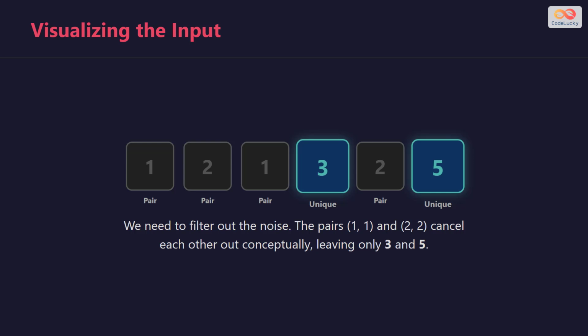Let's look at this visually. Imagine the numbers as physical blocks. You can see we have pairs of 1s and pairs of 2s. These pairs effectively cancel each other out in the context of uniqueness. Standing alone are the numbers 3 and 5. These are our targets.